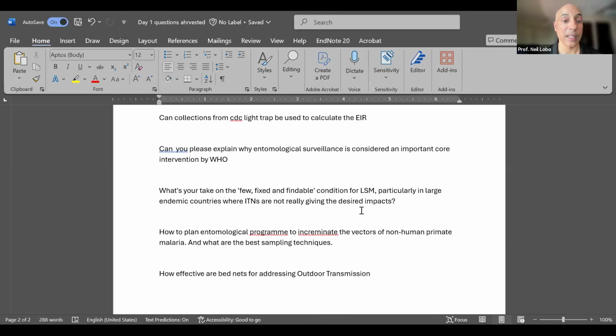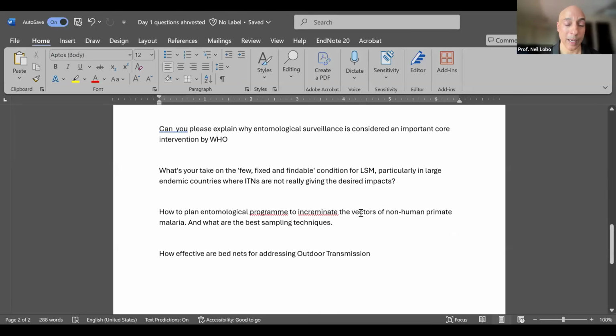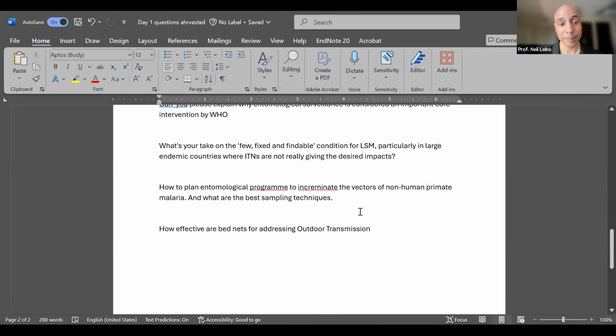Yeah. Good question. And this is actually being discussed a lot right now. There are a couple of recent publications on it by Fred Ross Okumu. So there are sort of two questions. The few, fixed, and findable condition was put out by WHO, but there's another F. Oh, is it F? No, it's a T, treatable. Just because it's few, just because it's fixed, and just because it's findable doesn't mean it's treatable.